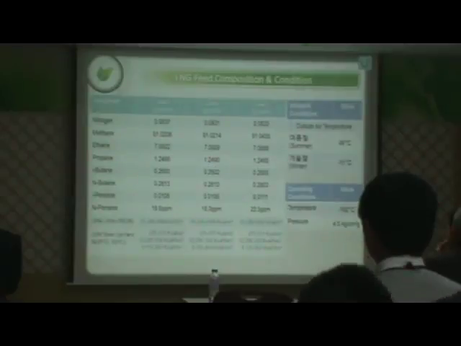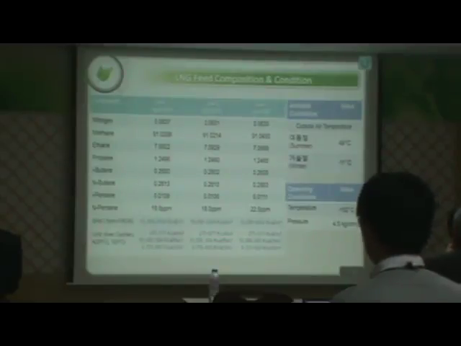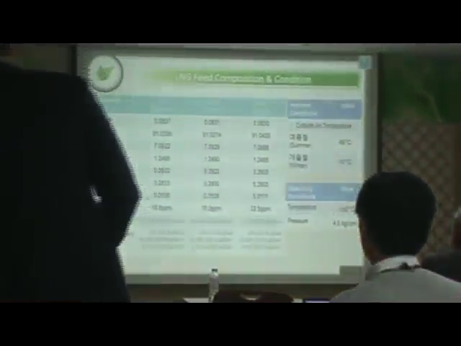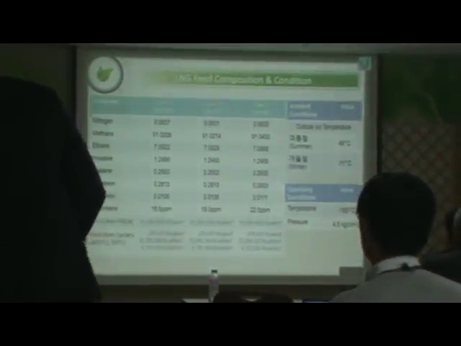So these are the LNG feed composition and conditions for each case. And we have estimated the gross heating value using ProMax and then using LNGStream. And these are the ambient conditions for summer and for winter. And these are the operating conditions of the LNG tank.